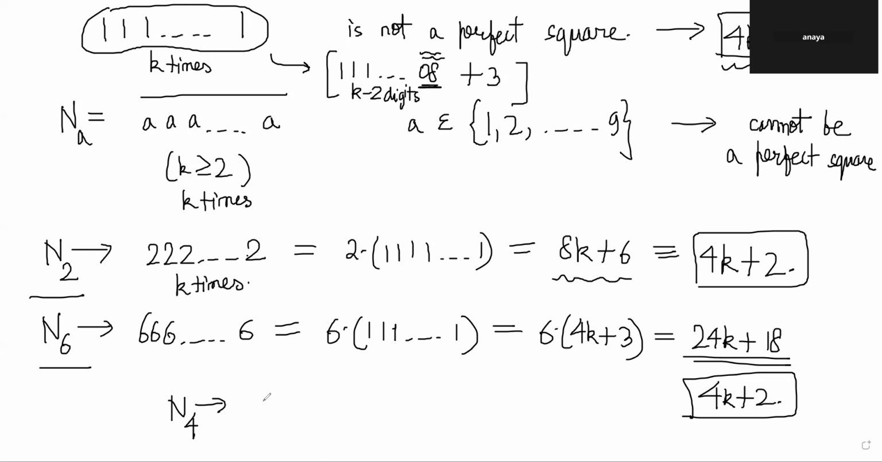And 4, that's like 4 times 1, so it'll be 12k plus 12, so it'll be a perfect square because it's 4k, it's just 4k then. One second.